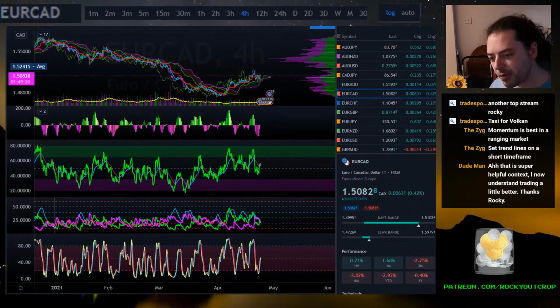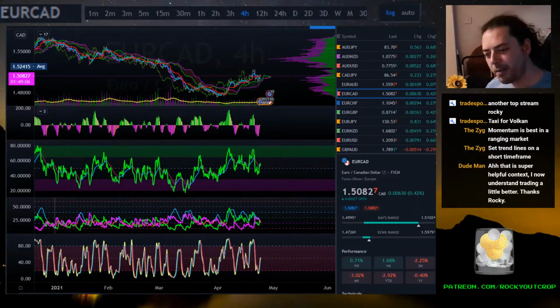Momentum is best in a ranging market, setting trend lines on a short time frame. Great conversation going on there as well. So that's that. Another top stream, Rocky. Taxi for Volcan. That's right. See you later, Volcan. Live long and prosper.